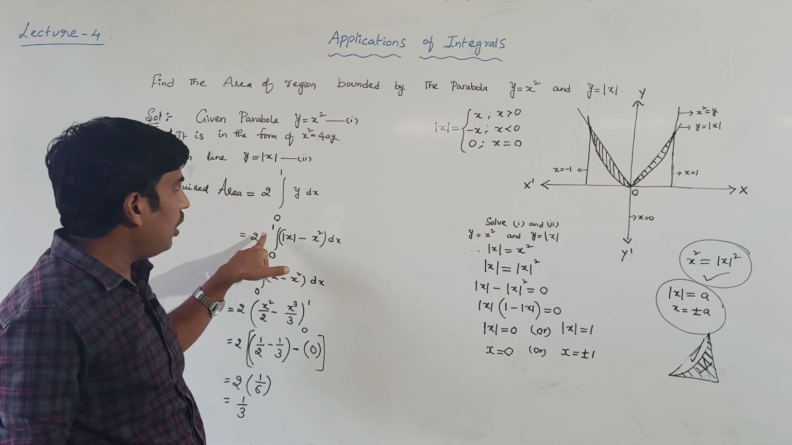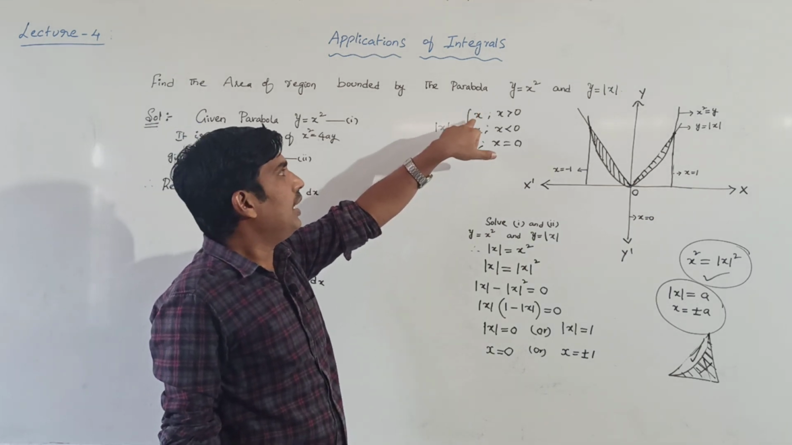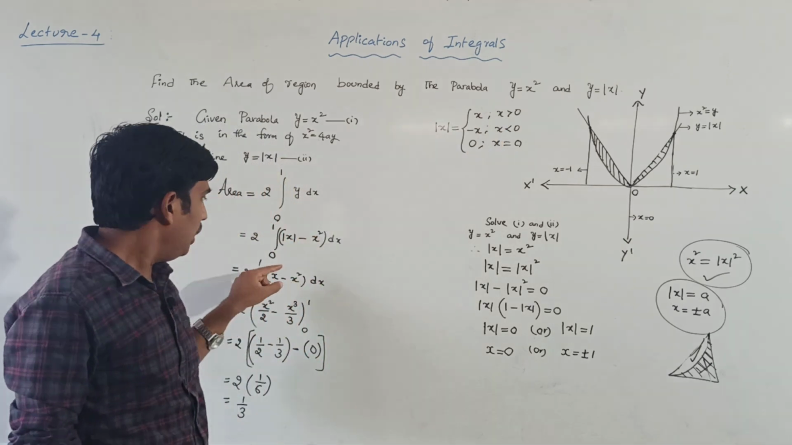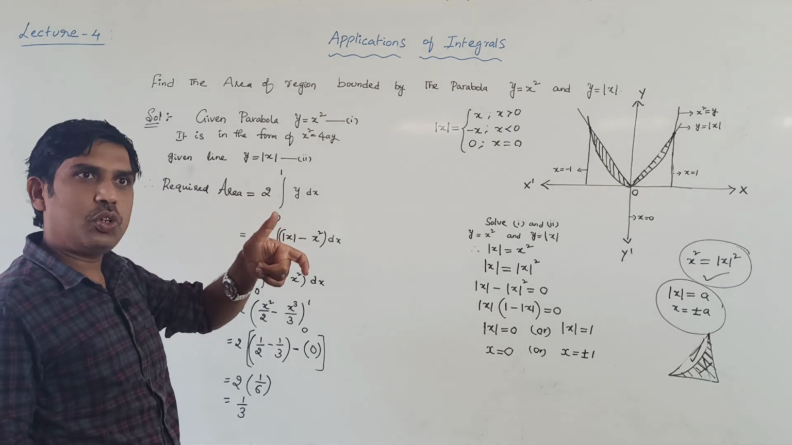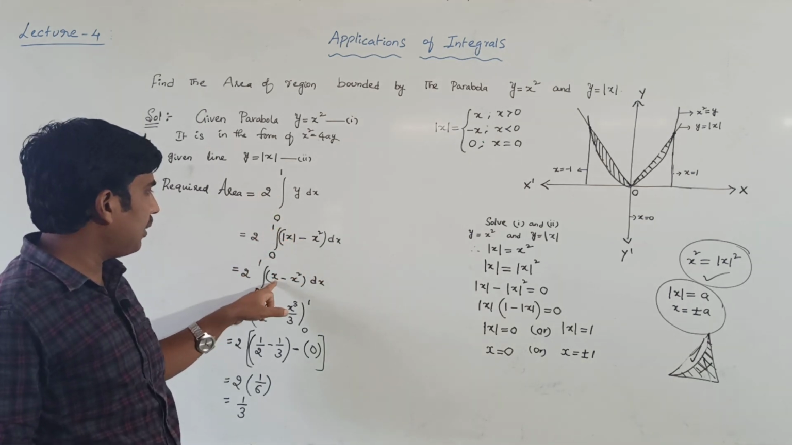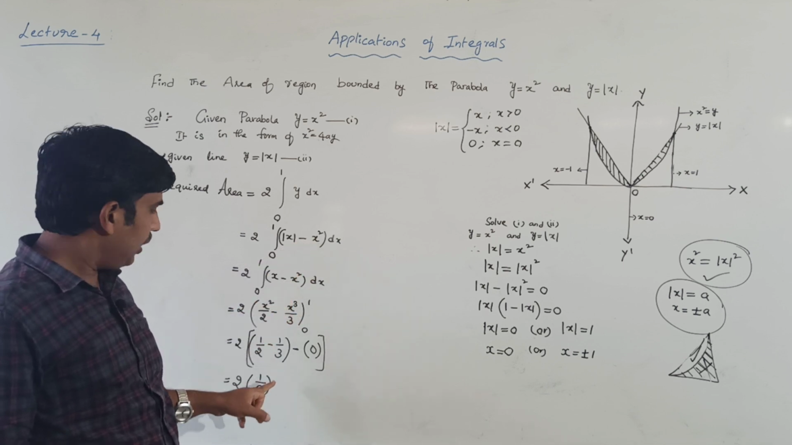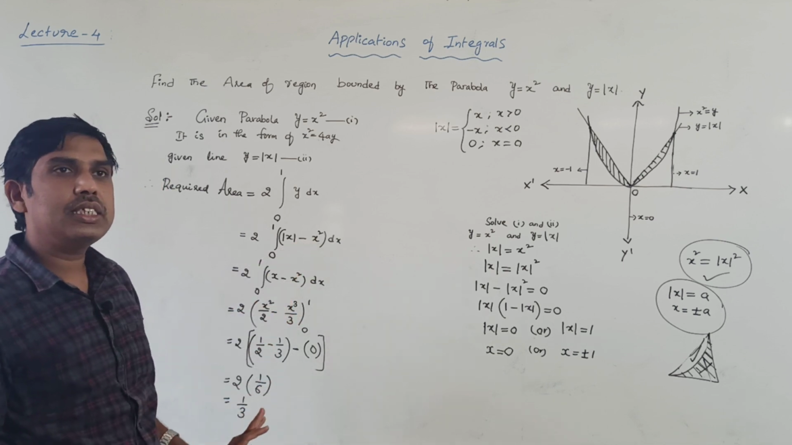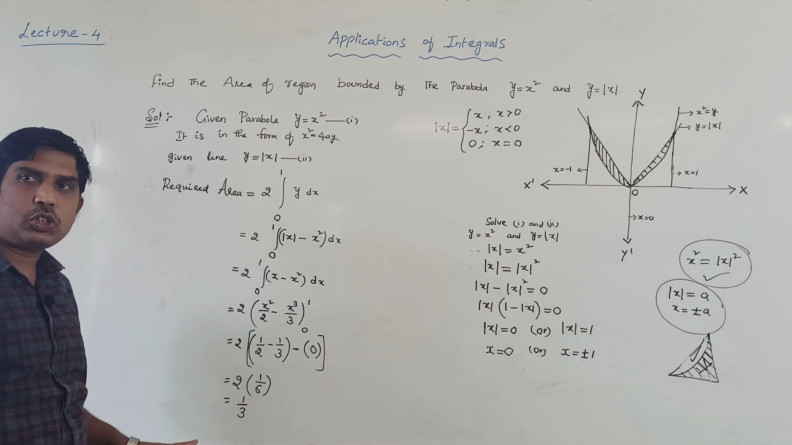In 0 to 1, observe the modulus definition: modulus x is x for x greater than 0. 0 to 1 means the value is more than 0. That is why modulus x is replaced with x minus x square. Evaluate, and finally how much will the answer come? 1 by 3. Important one. Understood, everyone?